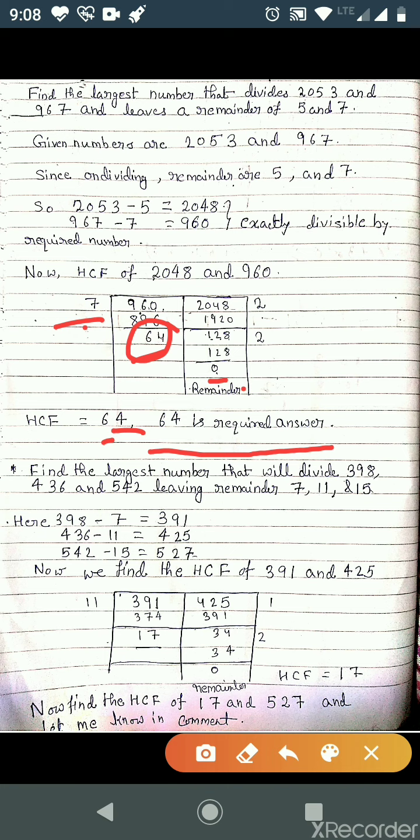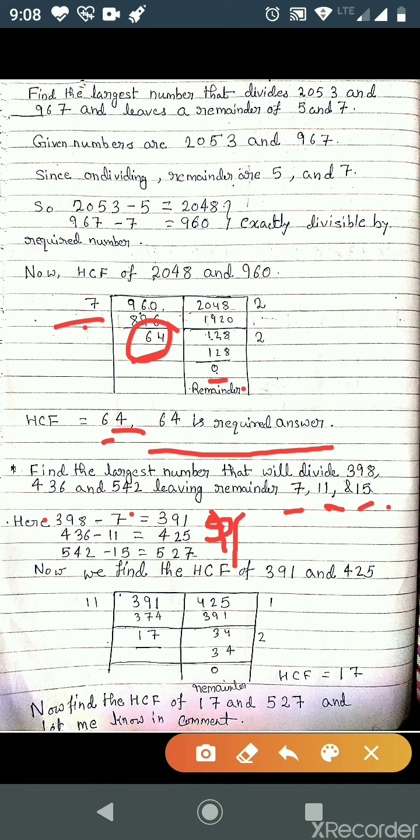Similar example for three numbers, that is 398, 436, 542. We'll do the same process. We will subtract the remainders, that is 7, 11 and 15. 398 minus 7 is 391. 436 minus 11 is 425. 542 minus 15 is 527.